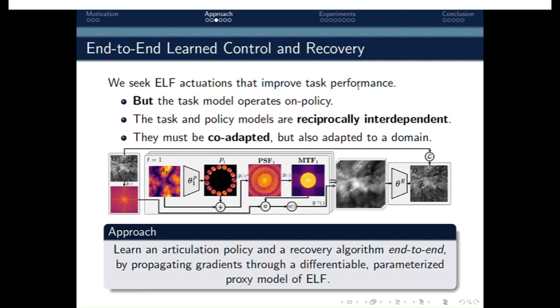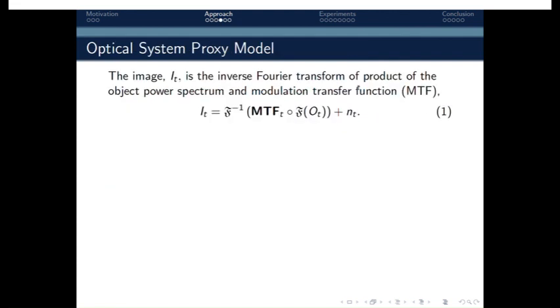And so what we've got is, starting from the left side, you have some object, which in this case is just an example image from the iNaturalist data set. And what you're doing is taking the power spectrum of that image and convolving it via the MTF process, adding some noise to it, and producing an example image. And we're doing this in multiple sequences via some parameterized models that I'm going to describe in a second. And so our approach is to learn an articulation policy and a recovery algorithm end-to-end by propagating loss gradients through this differentiable parameterized model of ELF. So we're going to talk about that now.